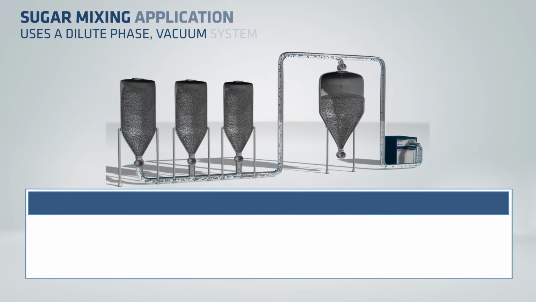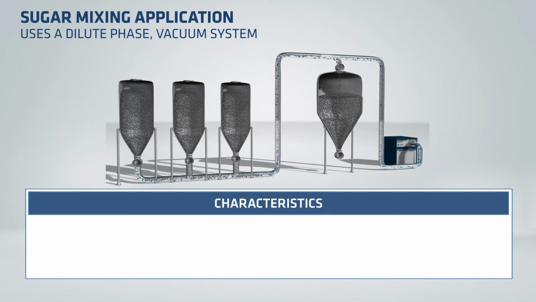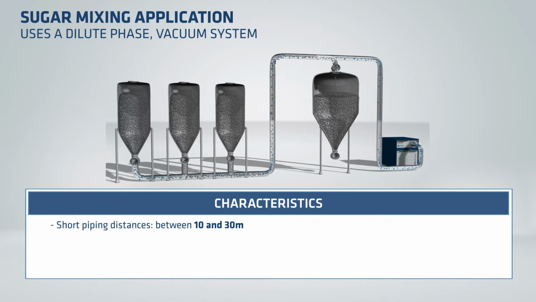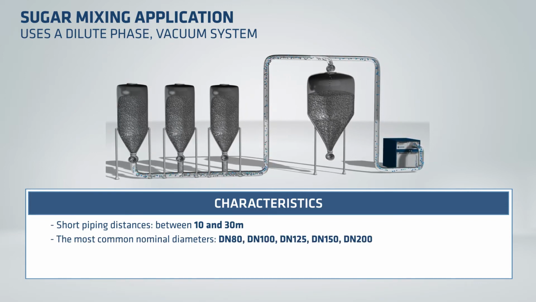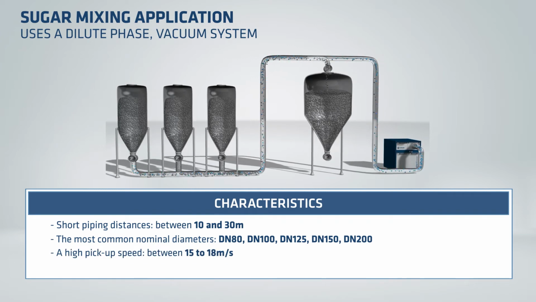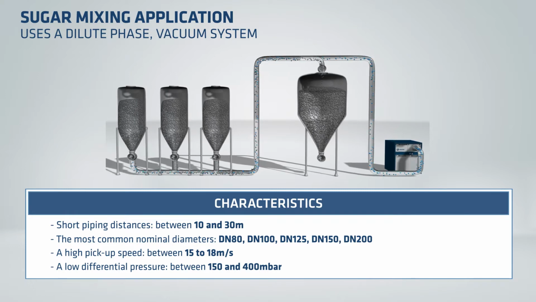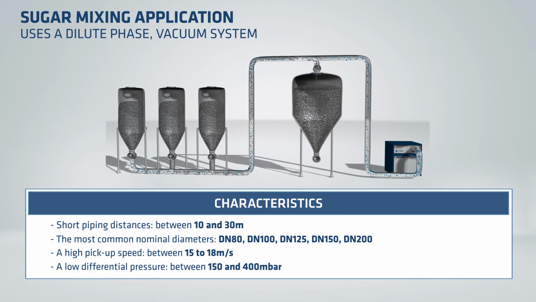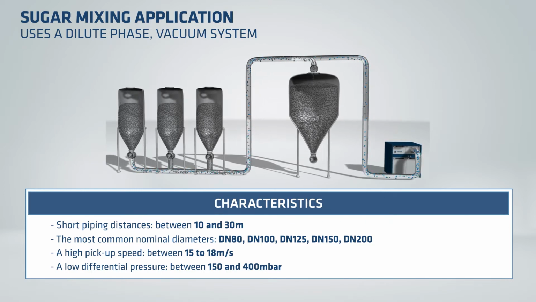The sugar mixing application uses a dilute phase vacuum system combination and has the following characteristics. Short piping distances between 10 and 30 meters. The most common nominal diameters are DN80, DN100, DN125, DN150, and DN200. A high pickup speed between 15 to 18 meters per second, and a low differential pressure between 150 and 400 millibars.